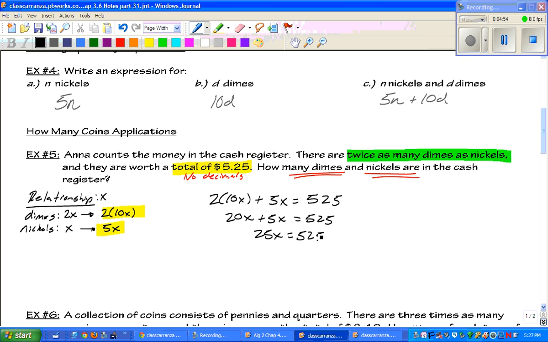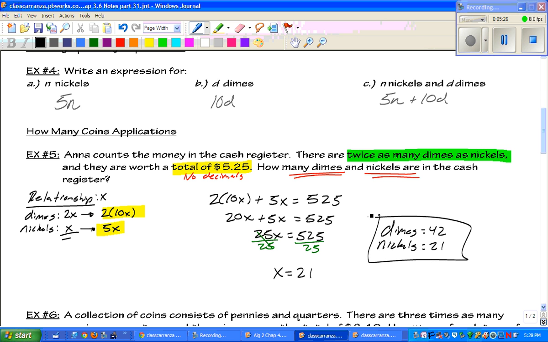And now we need to divide. So to get the x by itself, we're dividing by 25. This number is actually on your multiplication chart. So x equals 21. Okay, but what is that? They want to know how many dimes we have and how many nickels. Well, x was your nickels. So you have 21 nickels, you have twice as many dimes, so you got 42. And that's your answer. Okay?